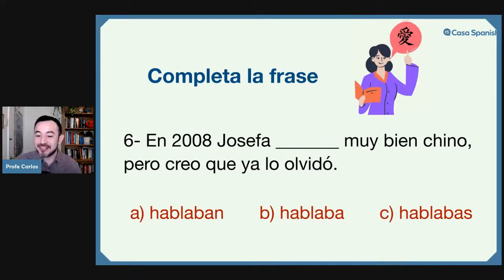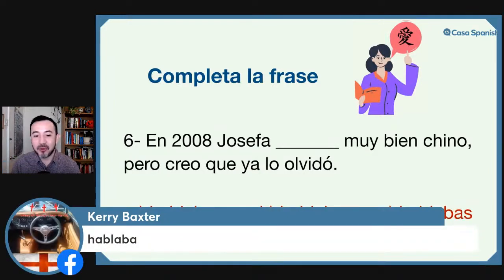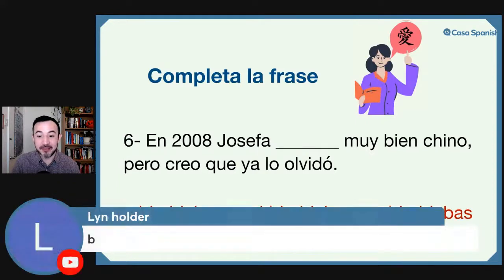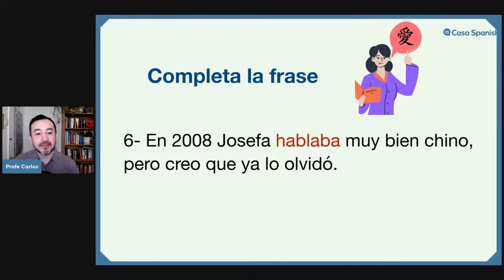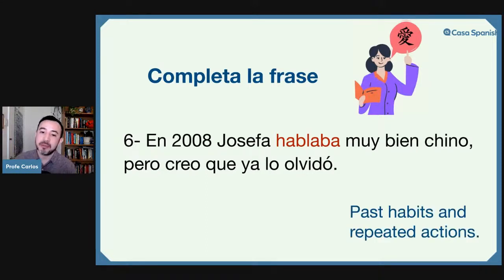Tenemos la primera respuesta. Carrie está con hablaba. Josefa hablaba. Len B. Julia B. Karen hablaba. Hazel hablaba. Carolyn hablaba. Definitivamente, definitely, this is hablaba. Ella hablaba. Él hablaba. Excellent. So when we learn these conjugations, I would say most of the time is about yo hablaba, and él o ella hablaba. So well done, guys, for remembering this. Past habits and repeated actions.